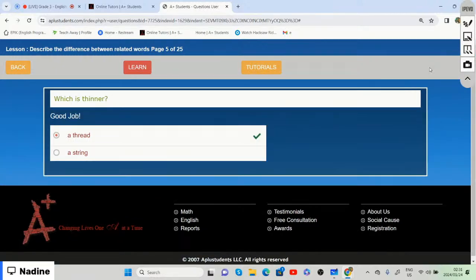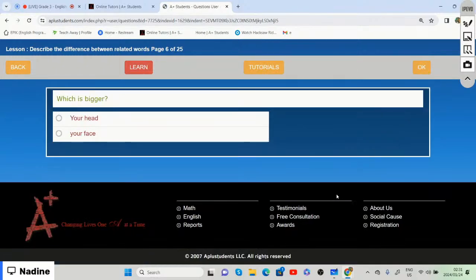And a thread is thinner, right? A thread is thinner. So well done. Which is bigger? Is it your head that is bigger or your face that is bigger?